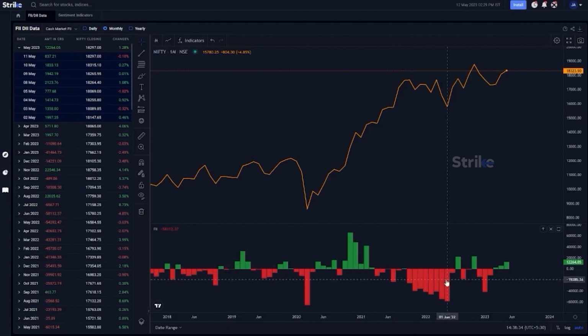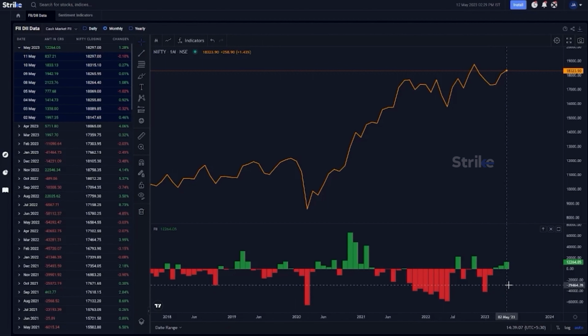Once again, in June, once the selling subsided, in fact, in the month of July when the selling subsided, that's when the Nifty again started its uptrend. And now in Jan as well, when there was a selling spike by the FIIs, soon when the selling subsided, that's when the Nifty index started bouncing back as well.